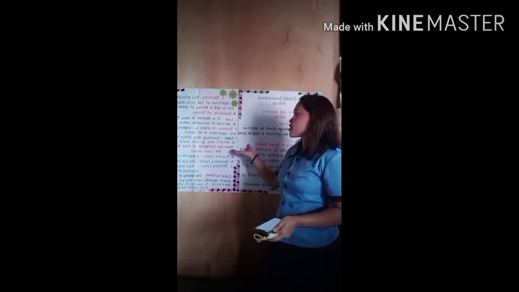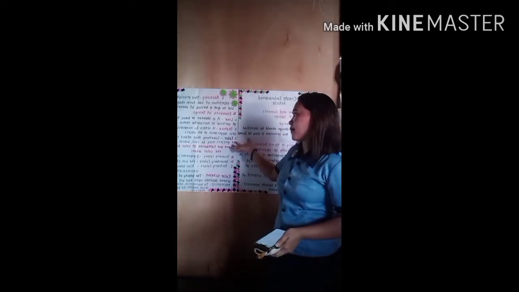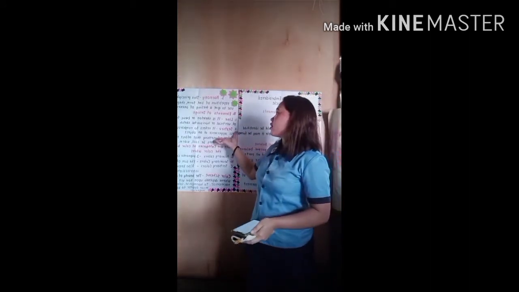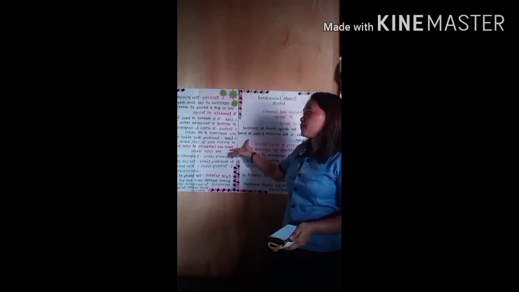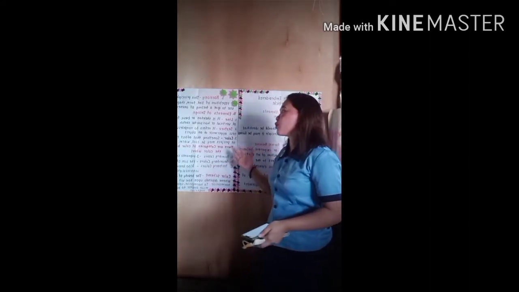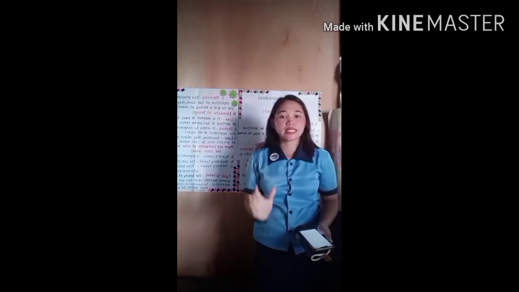The next one is texture. It refers to the roughness and smoothness appearance of an object. The texture is the smoothness and roughness of a thing.